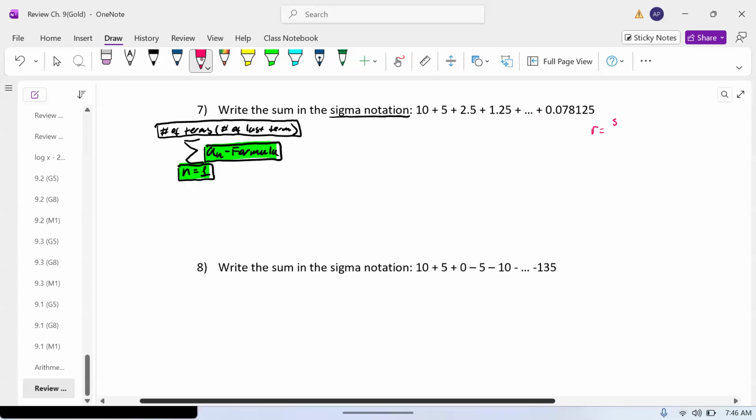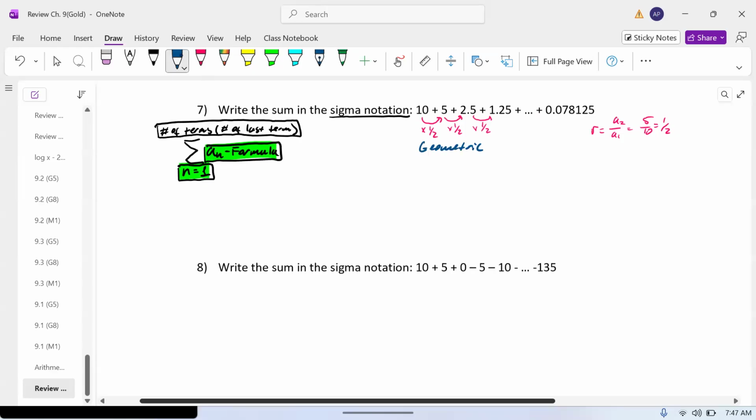Well, the common ratio would be a sub 2 divided by a sub 1. So in this case, it's 5 divided by 10, which is 1/2. So let's see. 10 times 1/2 does give us 5. 5 times 1/2, well, it does give us 2.5. 2.5 times 1/2 does give us 1.25. So it seems that we do have a common ratio, which means this is geometric.